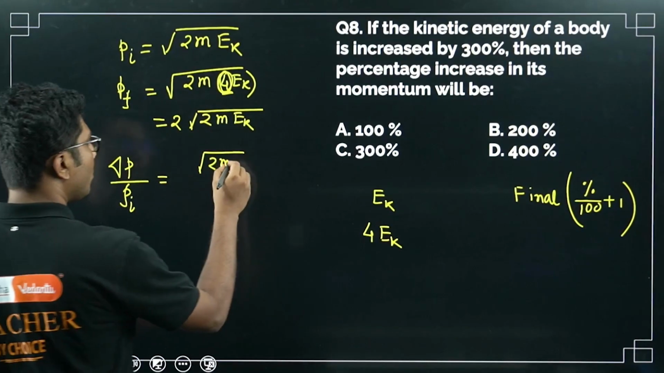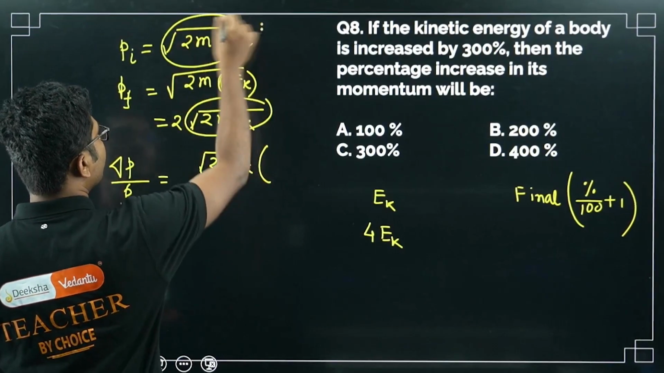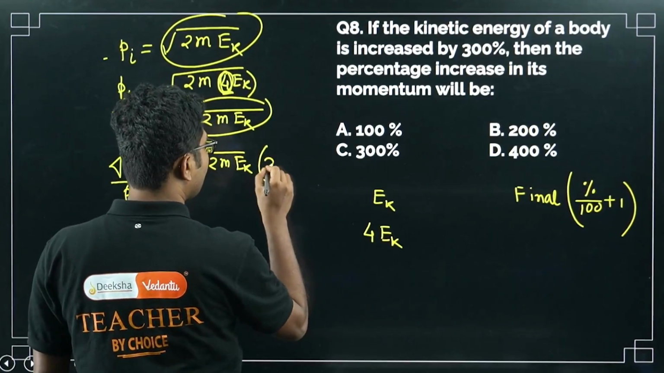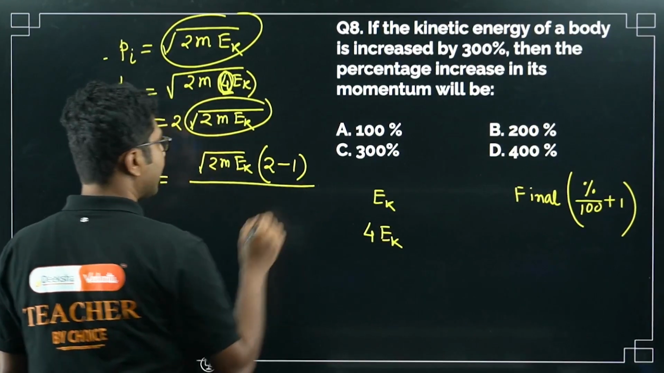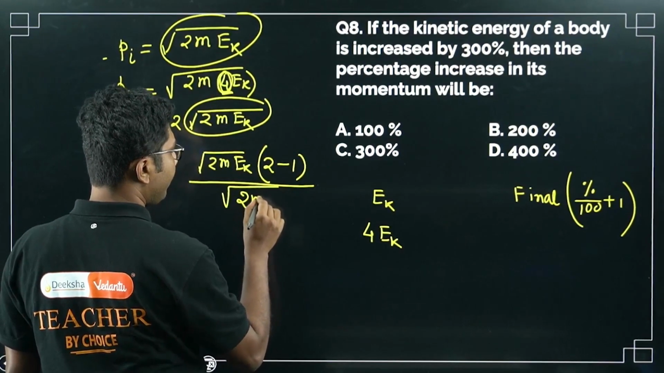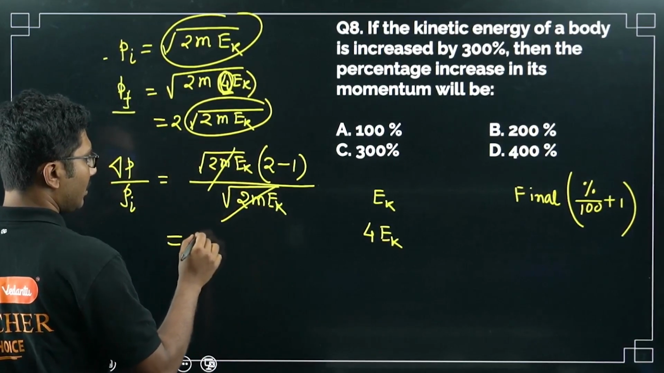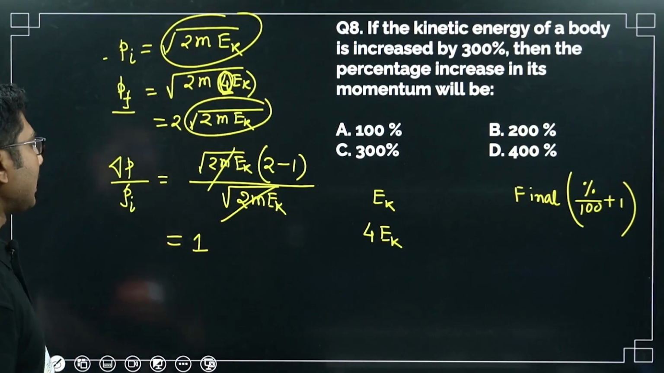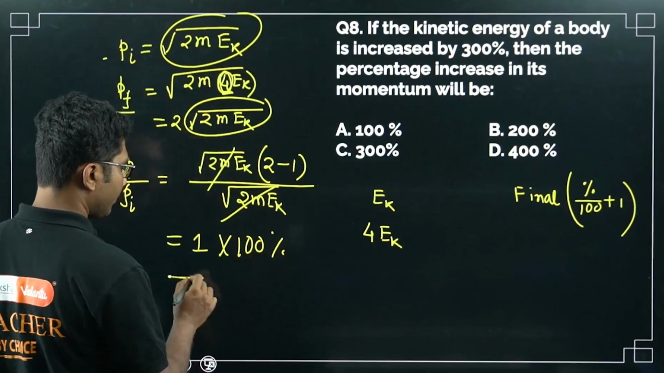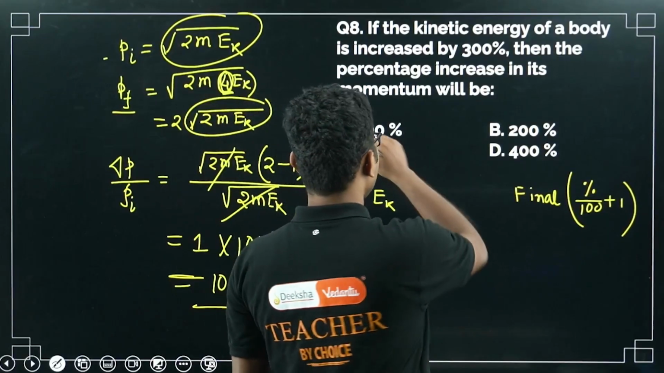So if you see, 2m Ek is constant. It is here also, it is here also. So we are subtracting this from this, so it will be 2 minus 1 divided by the initial value. Initial value is square root of 2m Ek, so they will cancel. So it is only 1. Change in momentum is only 1, and percentage wise you have to multiply it with 100%. So it will be 100%. So the percentage change in the momentum will be 100%.